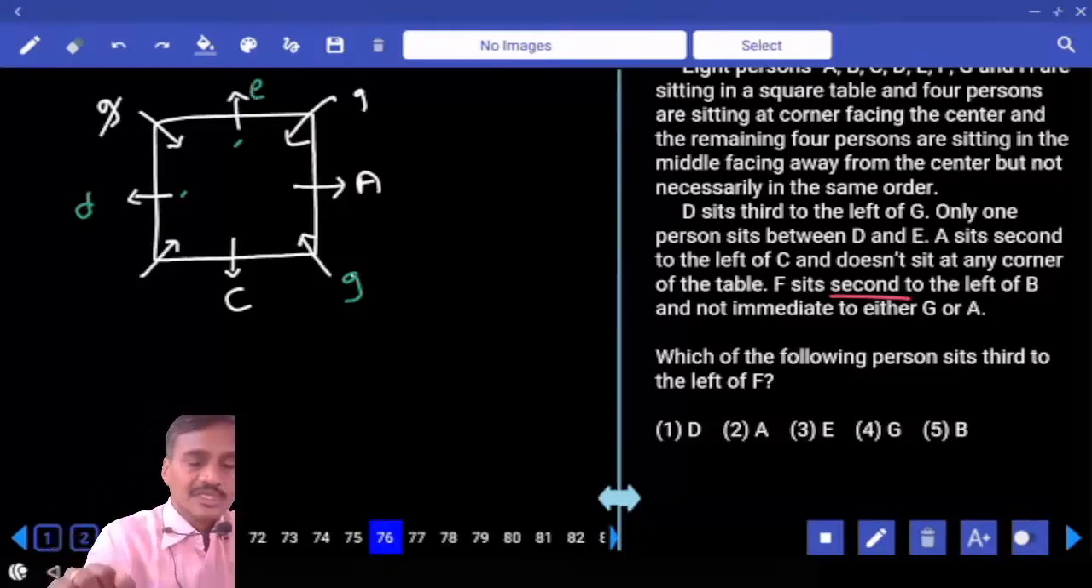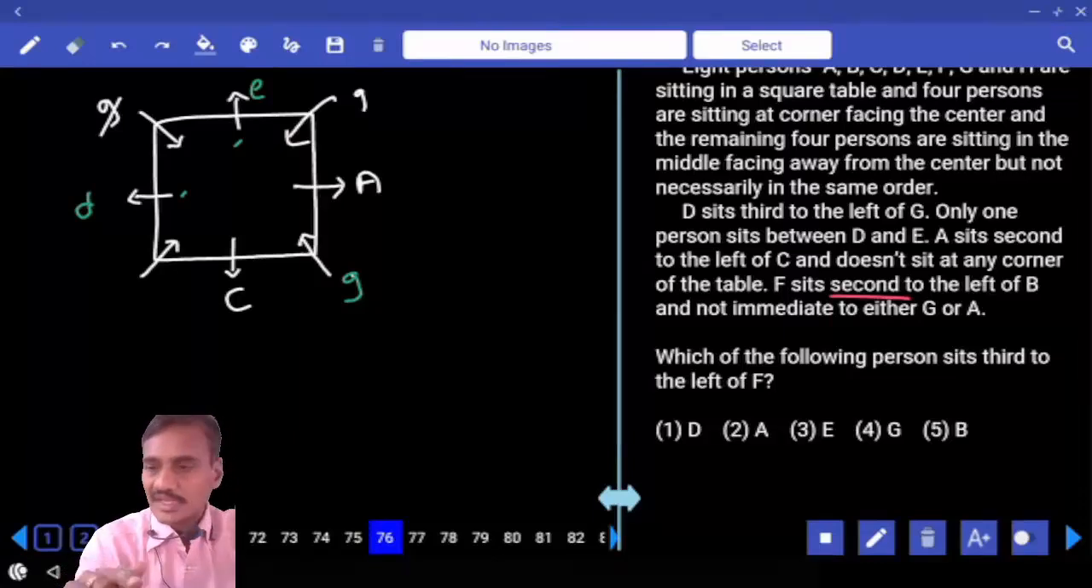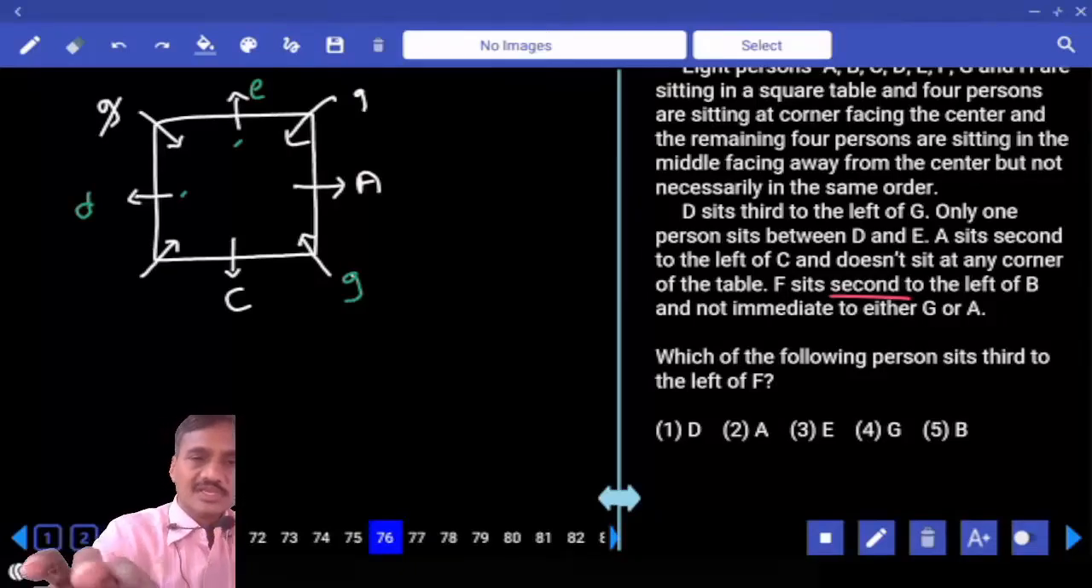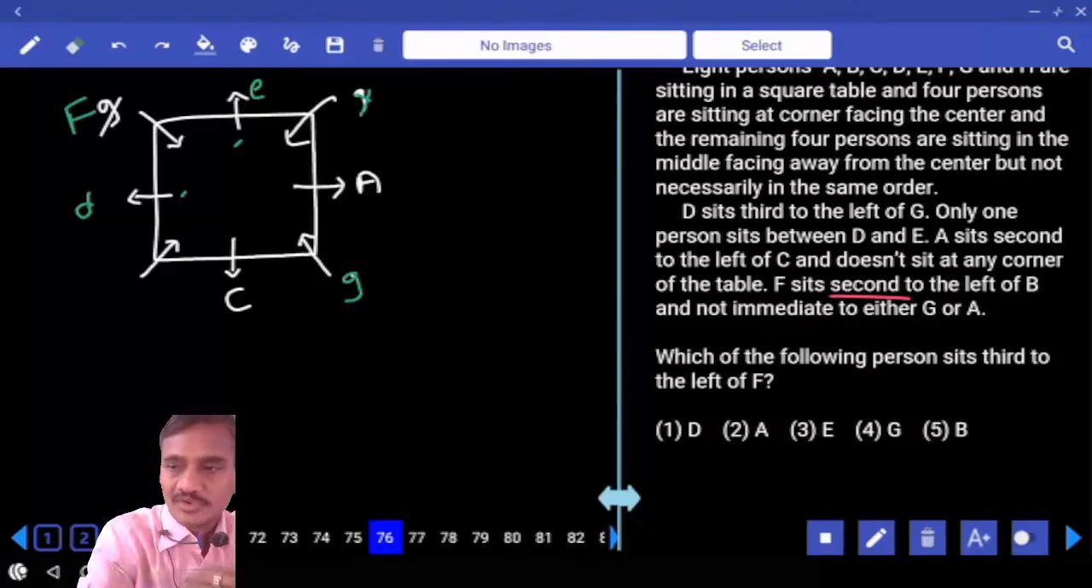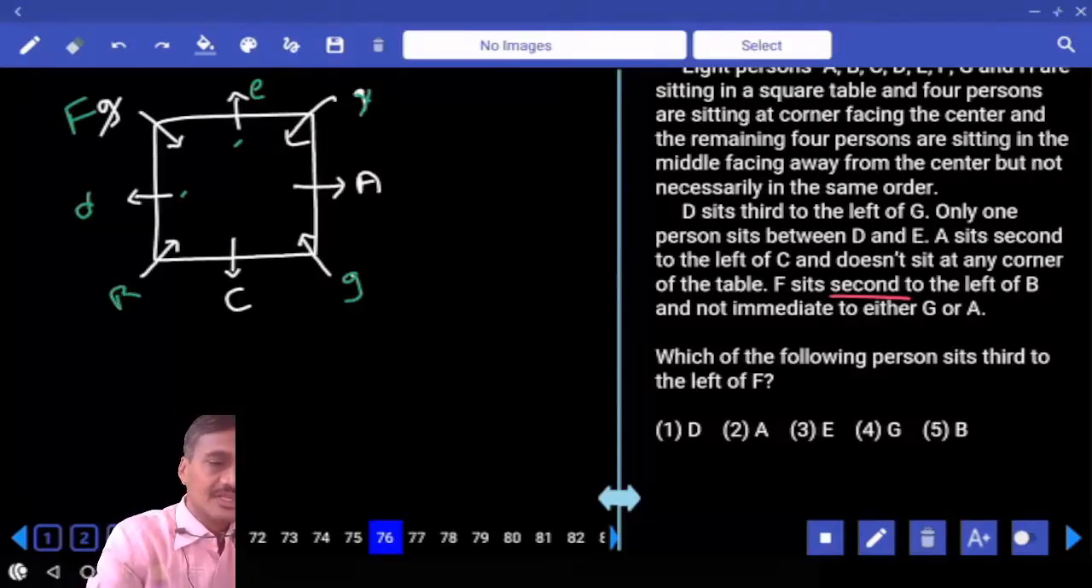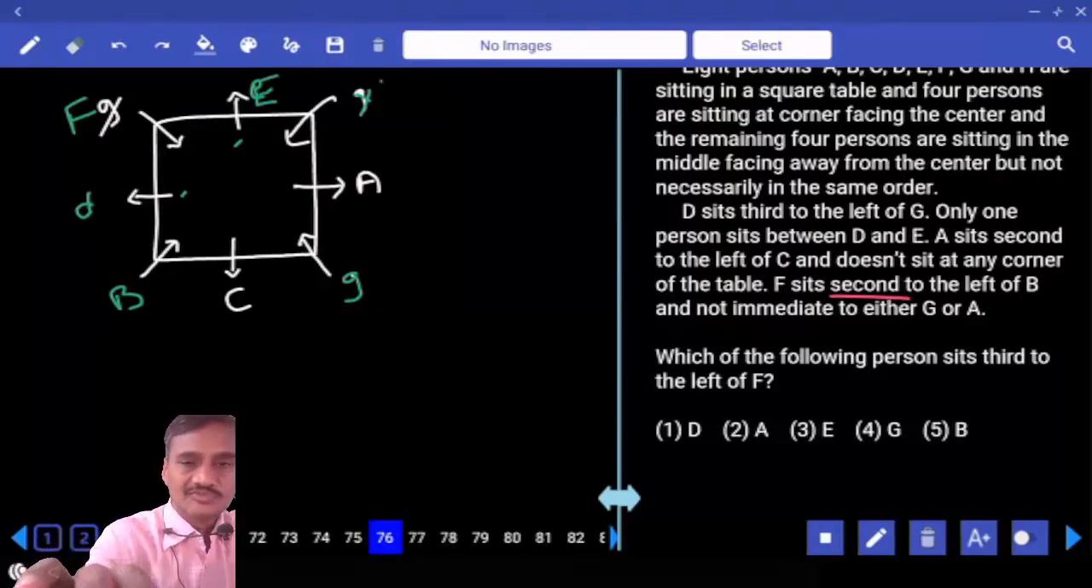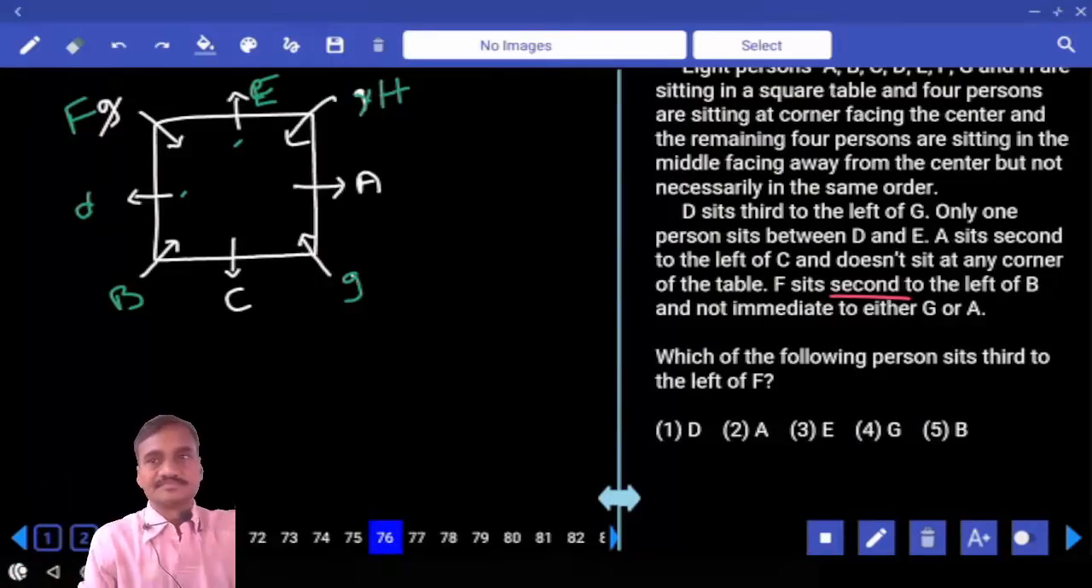E must be here. If E is here, then F sits second to the left of B. F is seated second to the left of B, and at the same time F is not immediate to G or A. As F is not adjacent to G or A, hence F cannot be here, isn't it? Hence where should F be? F must be at this place, because of second to the left. Second to the left of whom? Second to the left of B. B is here. Tell me who is the person left over? E is the person left. Everyone is done, right? Then the next person left over is H. H must be at this place. Clear?